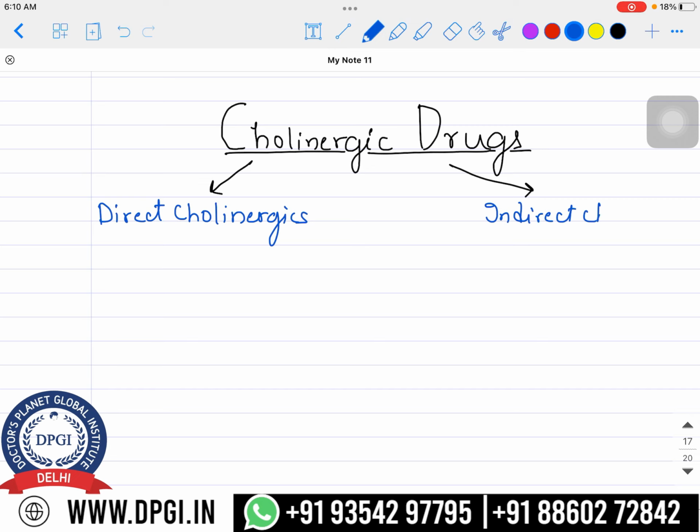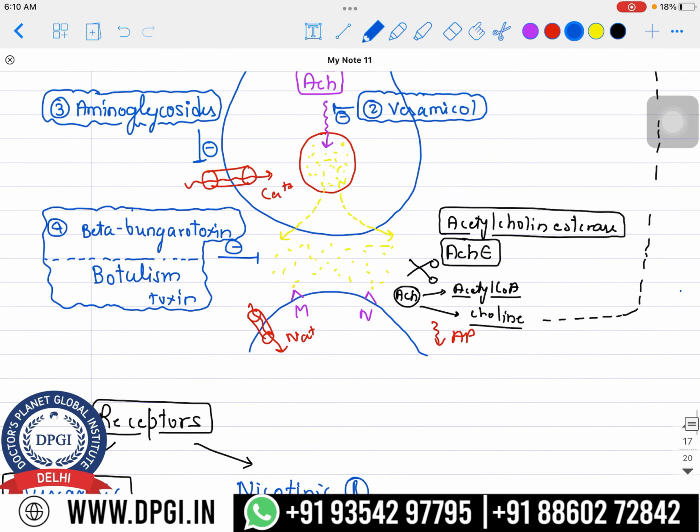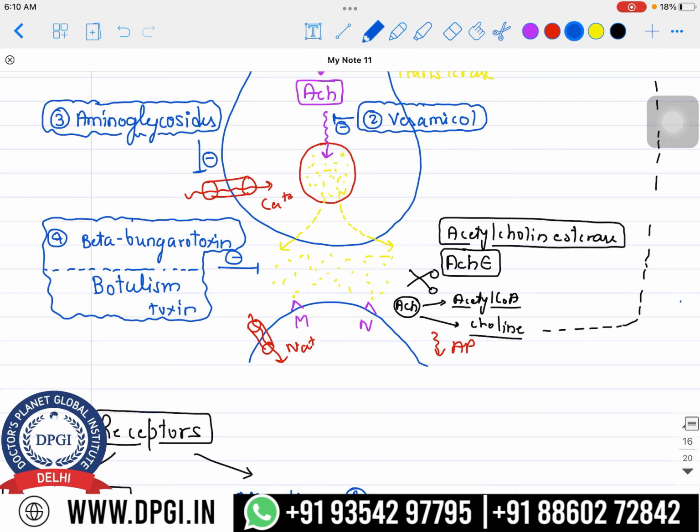Now what do I mean by that, guys? Direct and indirect cholinergics, right? Let me clarify myself. Direct cholinergics means they will be acting directly on the receptors. If a drug comes and directly stimulates these receptors, it is showing the direct effect. So a drug going to the neural system and showing the direct effect is called the direct cholinergic drug.